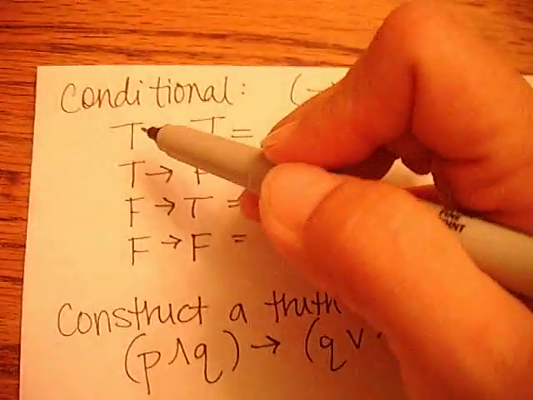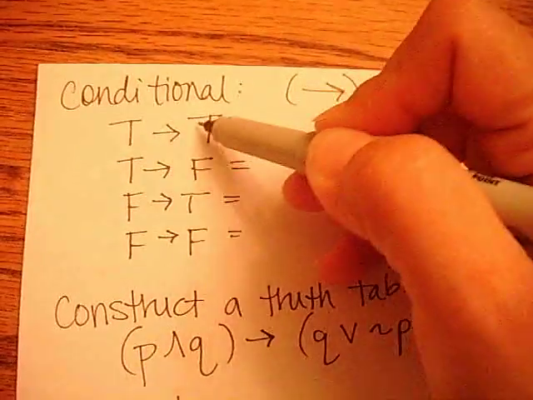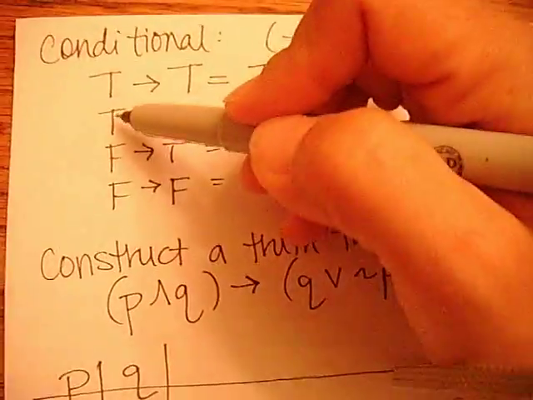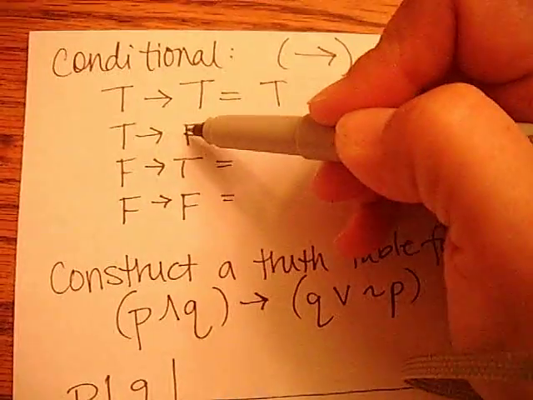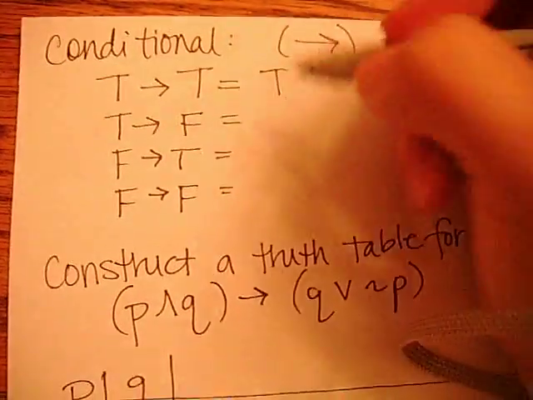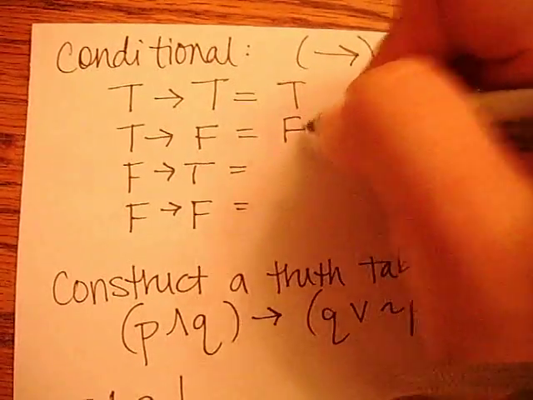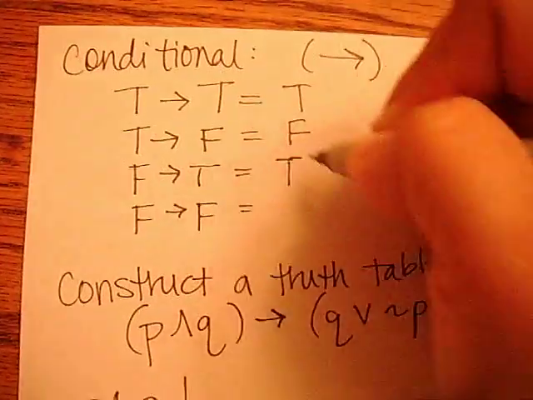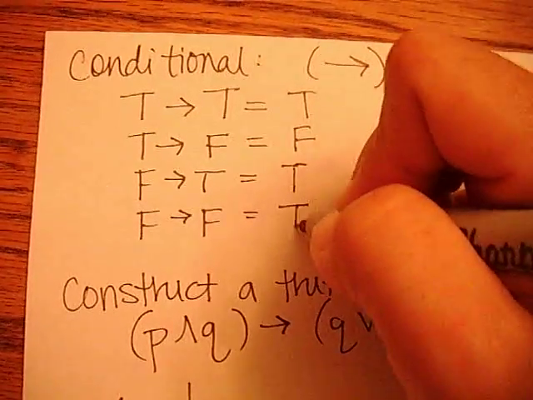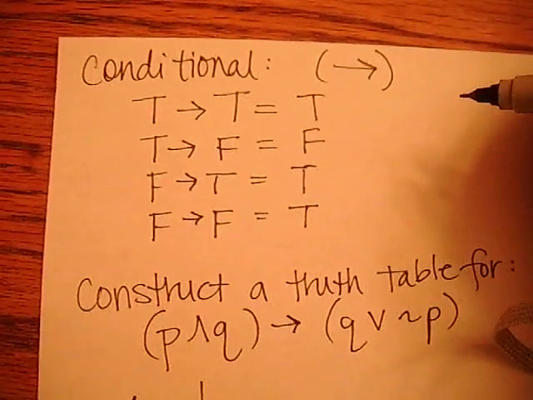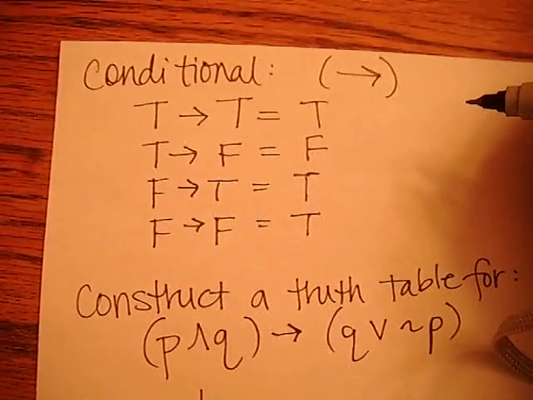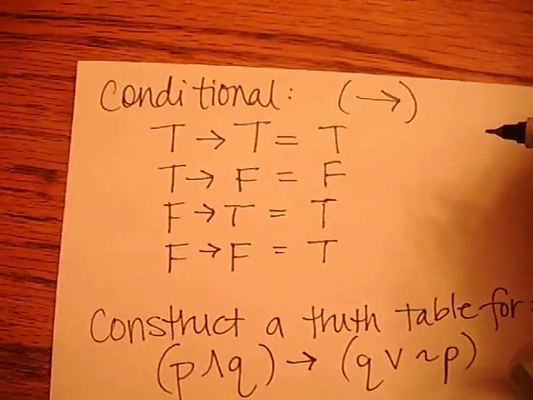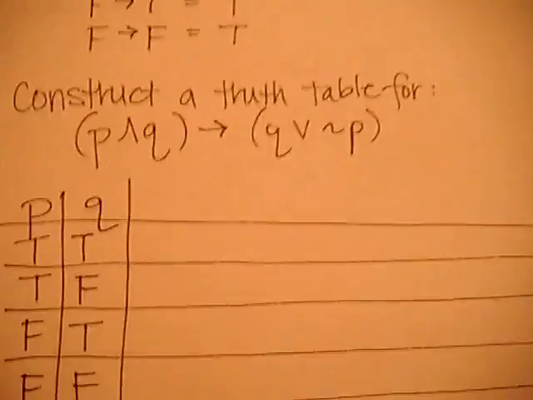So, if true, then true is a true statement. True implies false. This is the only way a conditional is a false statement. False implies true is true. False implies false is also true. Alright, so keep those rules in mind. You may want to put those on a note card or something to keep handy. And we're going to go through an example.